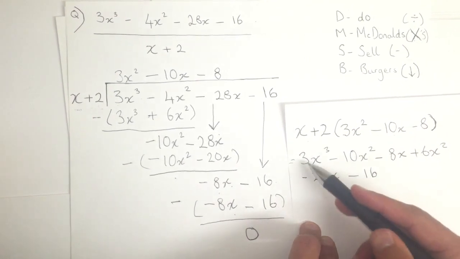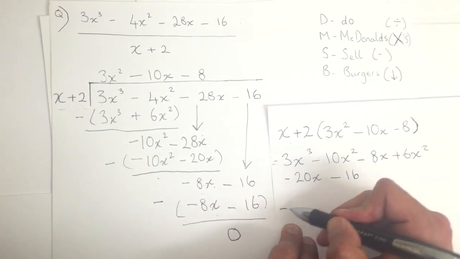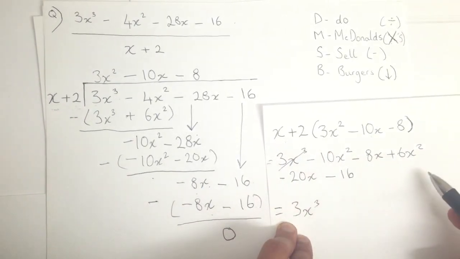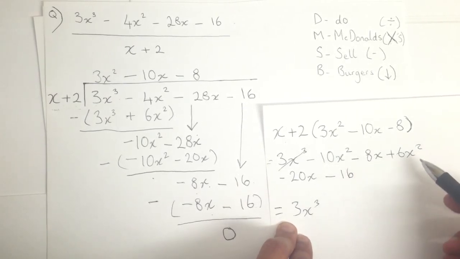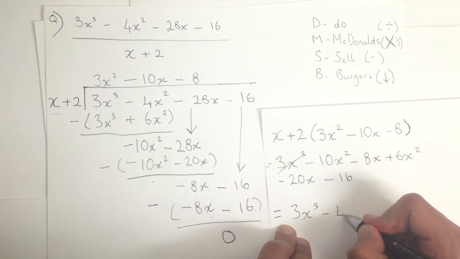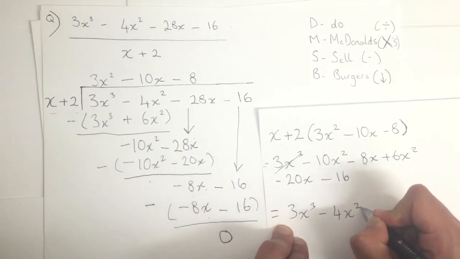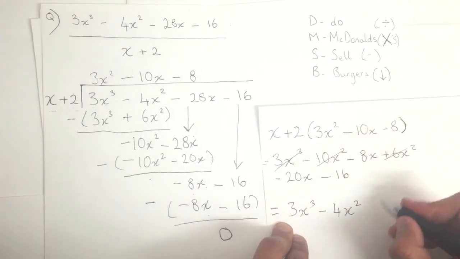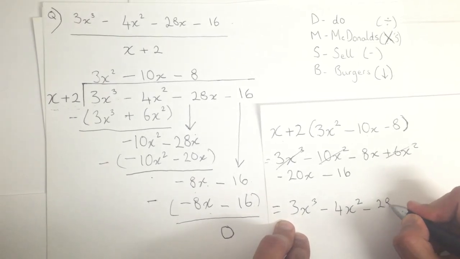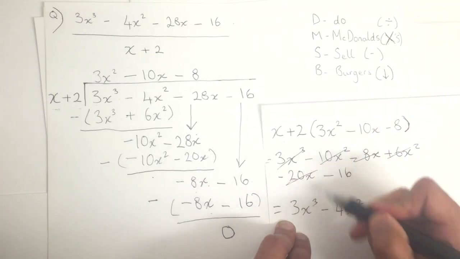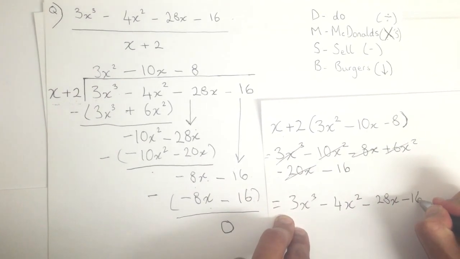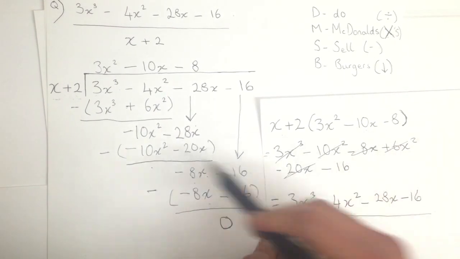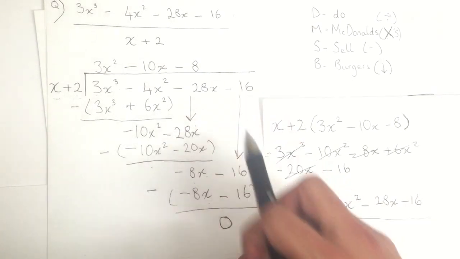Now simplifying this expression, there are no other x cubed terms, so the final answer will be 3x cubed. You can cross that off. Moving on to the square terms, minus 10x squared add 6x squared equals minus 4x squared. So we can cross that off as well. And then minus 8x minus 20x equals minus 28x. We can cross that off, and then we're just left with the minus 16. And as you can see guys, this answer is the same as what is written under the bar, so therefore we can say that we have correctly answered this question.